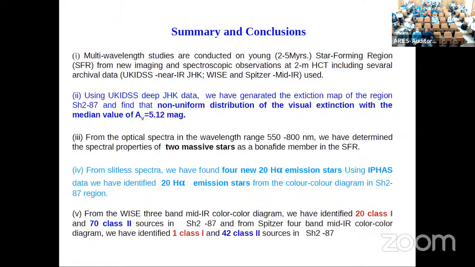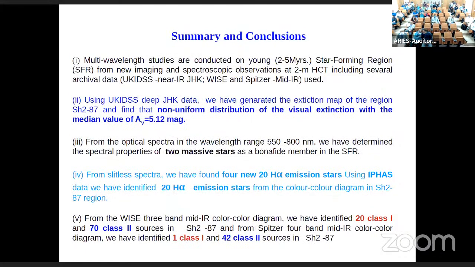So this is the brief summary and conclusion of my work. I have done multi-wavelength studies, from the near infrared to the optical. By using the UKIDSS data, I have generated the extinction map, from which I get A_V equals 5.1 magnitude. I have also done slit spectroscopic observation from which I have obtained the spectra of the massive stars. And from the slitless spectroscopic observation, I have obtained 4 H-alpha emission sources, and by using the IPHAS data, I have obtained 20 new H-alpha emission sources.